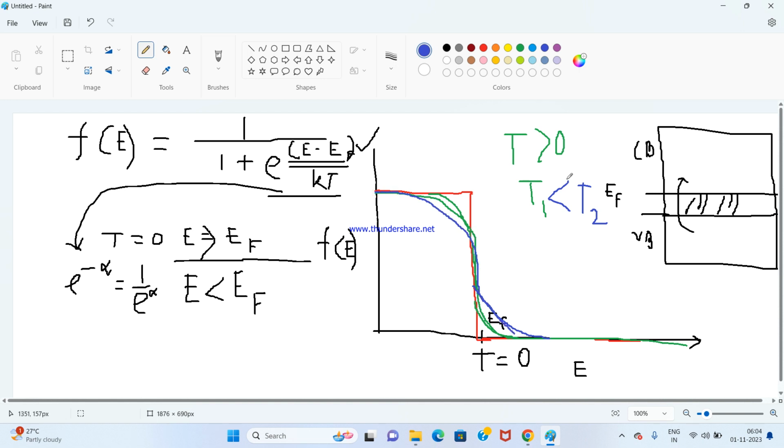Okay. So now if we take another temperature T3 which is still greater than T2, you will get things like this. Okay.